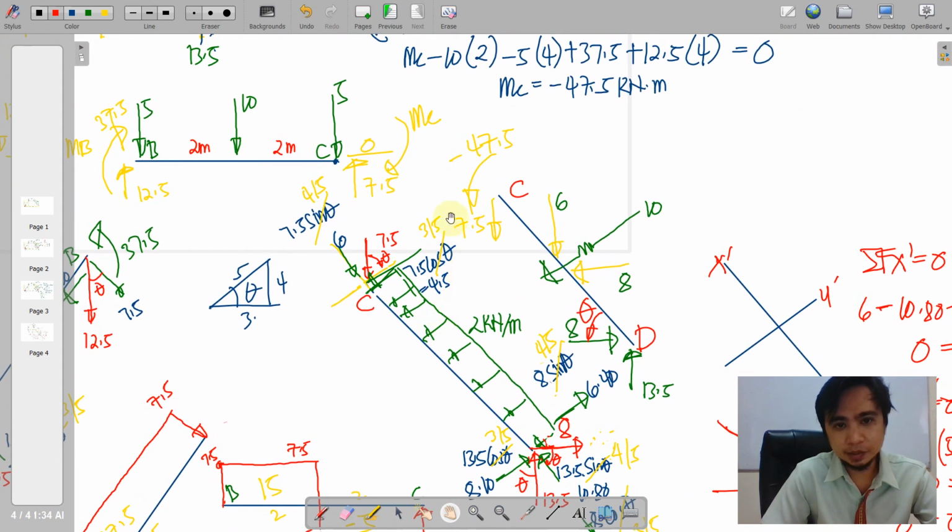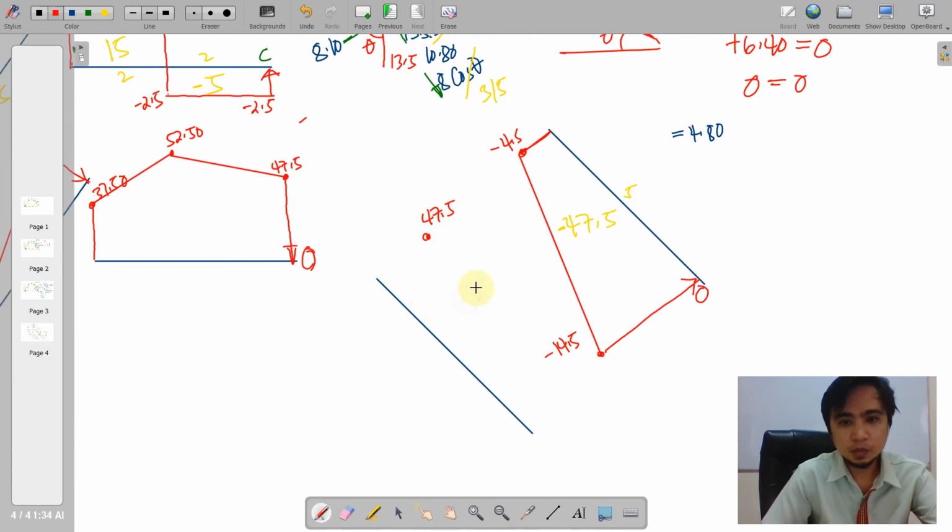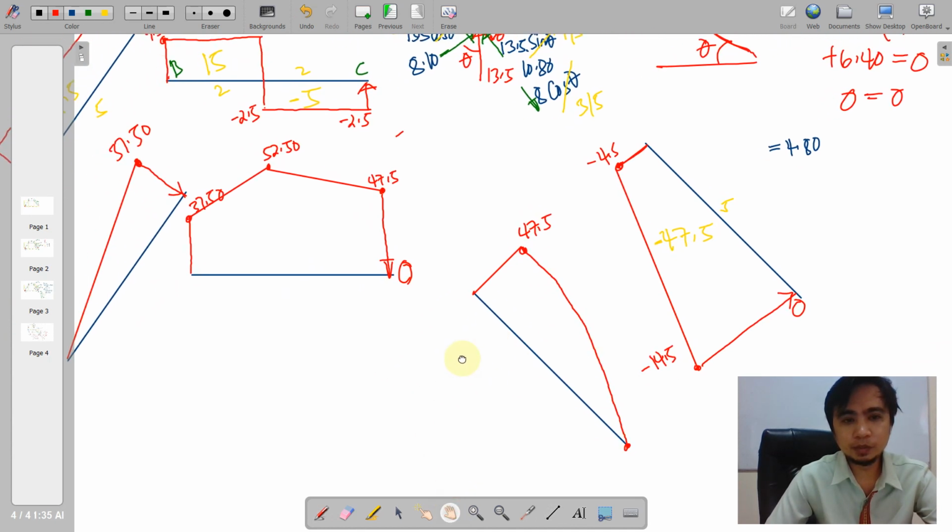So negative 47 denotes an outwards orientation of CD, so that is a positive 47.5. And then of course the negative area here will bring this back to 0. Okay, so how about the connector? So here we have a decreasing slope, so therefore if it is decreasing, we'll just use a concave downward connector. Okay, so this completes our shear and moment diagram.